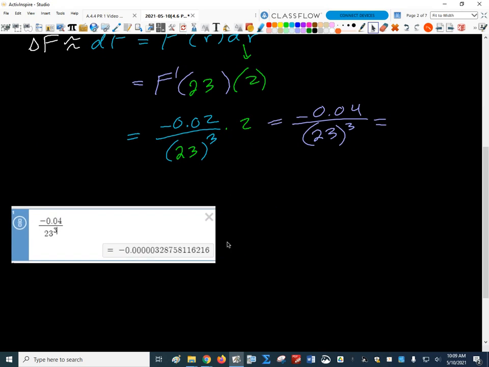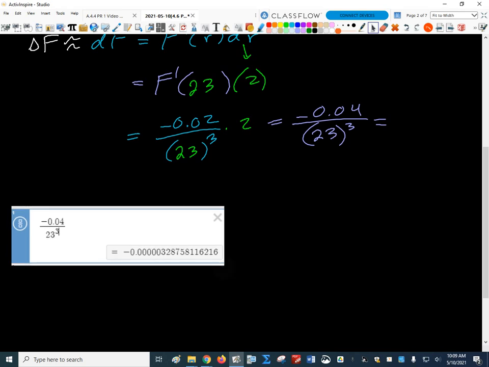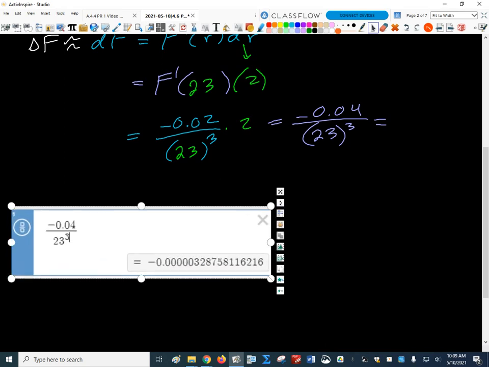Let's see, I got 1, 2, 3, 4, 5, 6. I've got to move the decimal place 6 places. So I've got negative 3.3 times 10 to the negative 6 because I had to move the decimal 6 places to the right. Everybody good with that? Okay.